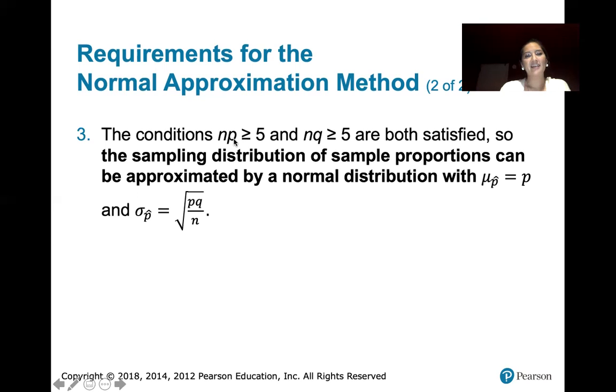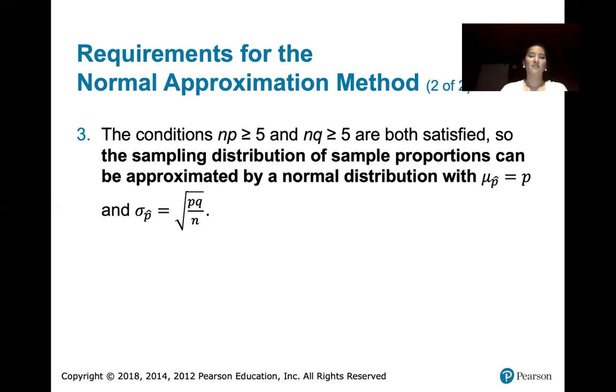So when they say that n times p has to be greater than or equal to 5, what we're saying is that the number of successes that is expected for n trials, given that the null hypothesis is true, must be greater than or equal to 5. Now, q is the probability of failure in one trial, given that the null hypothesis is true. So n times q here is the number of failures. So here we're saying that that number of failures has to be greater than or equal to 5. And that's the expected number of failures given that the null hypothesis is true.